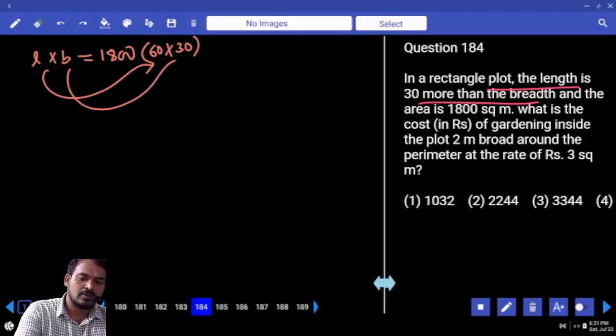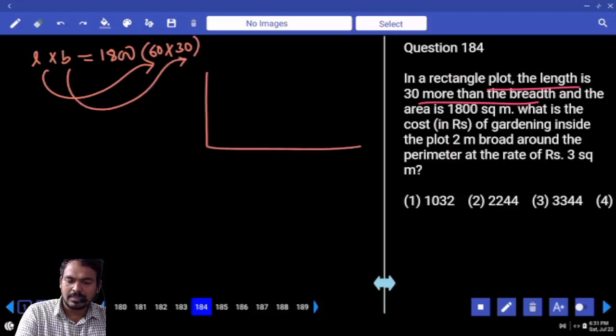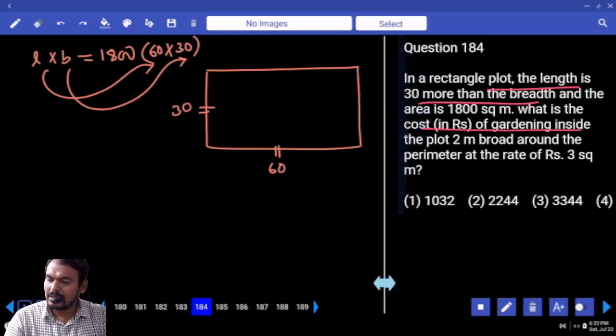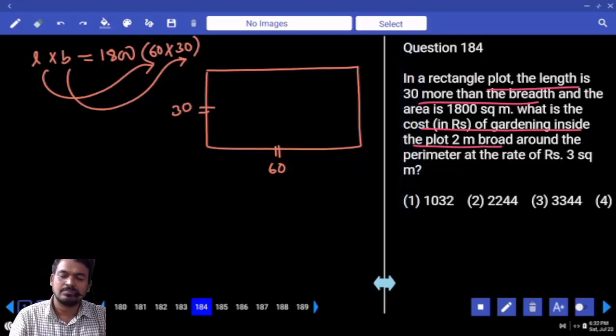60. Breadth is how much? 30. And rectangular plot. What is the length of the plot? 60. What is the breadth of the plot? 30. And here, what is the cost of the gardening, inside of the plot or outside of the plot?